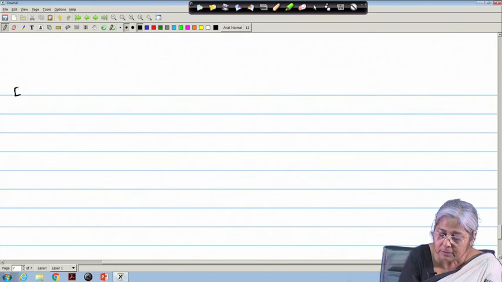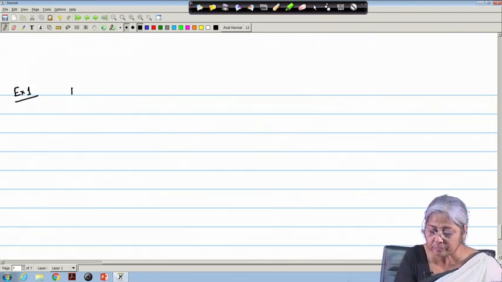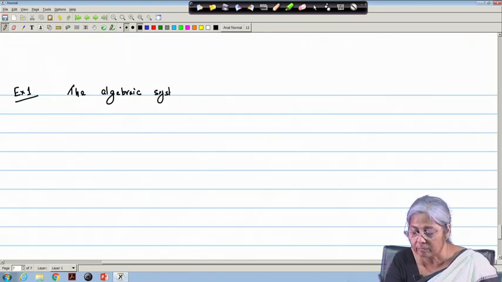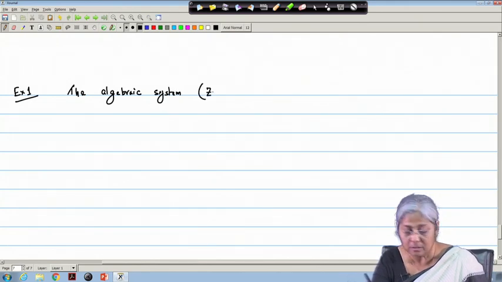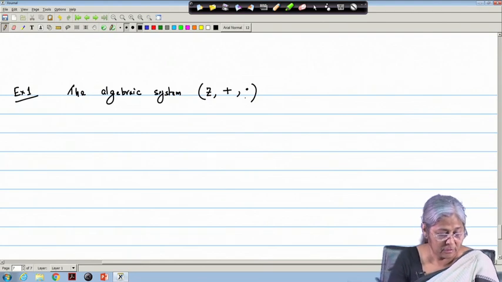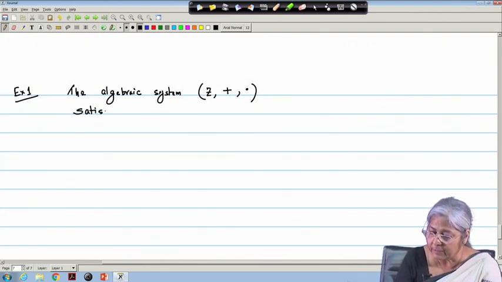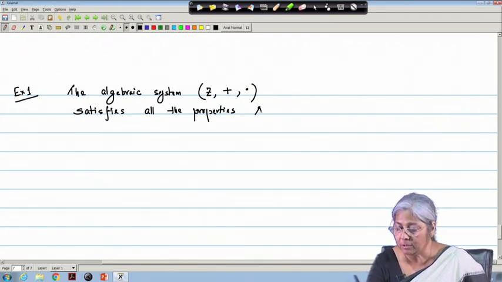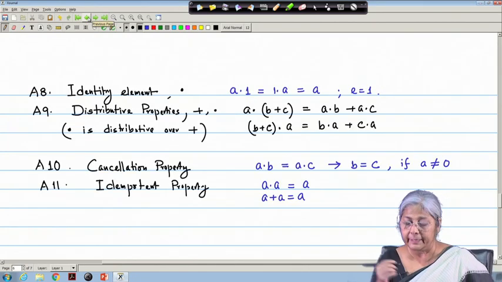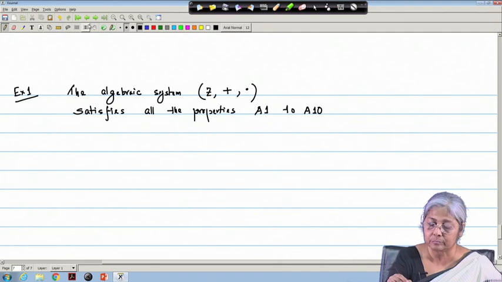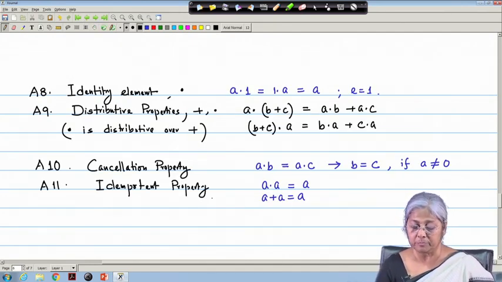So, one simple example is the algebraic system of the set of integers, and the operations are simple addition and multiplication. Now, we can see that this algebraic system satisfies all the properties A1 to A10, but not the idempotent property.